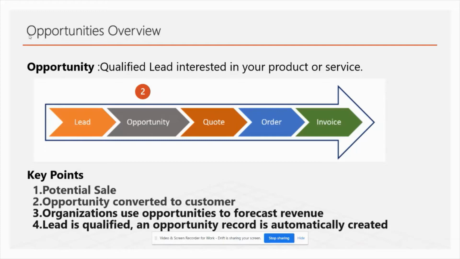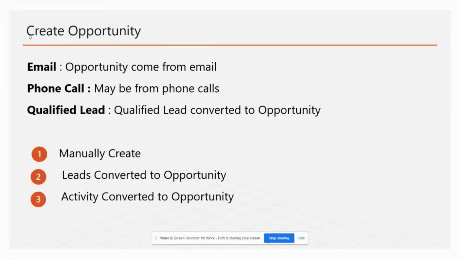So I will show you in a system how we can create the opportunities. So basically there are three ways to create the opportunities. Like we can create them manually, or we can convert the lead into the opportunity, or an activity can also be converted to the opportunity.